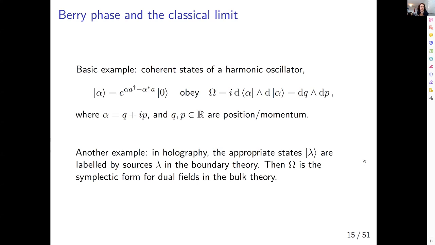But now I want to understand how to do this for a gravitational subsystem. So this holography example was for a gravitational system. But what if we only have access to a subsystem? How do we get its classical phase space from the quantum theory?